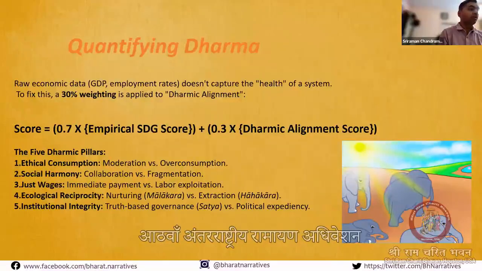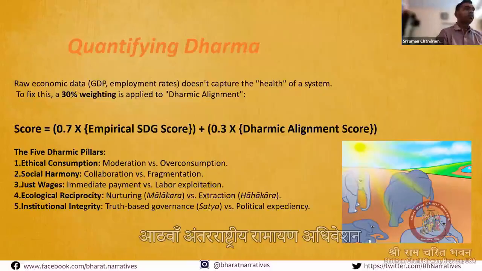Next, ecological reciprocity, which is more of nurturing than extraction. Again, referring to the Malakara Vritti, we grow our plants just so that we take the food from them. It is not for cutting down the trees so that we burn the forest. Finally, institutional integrity, which is completely lost today. Sadly, there is no institutional integrity when politics comes into play.